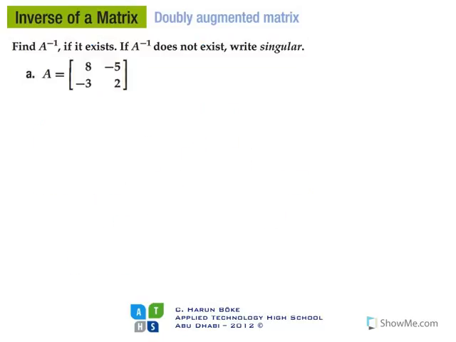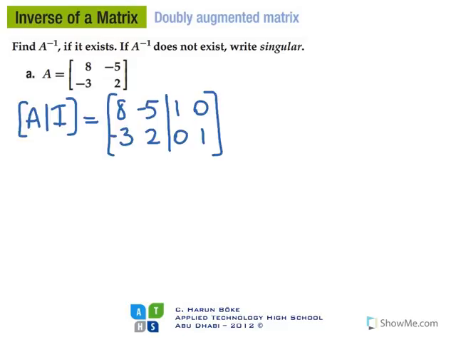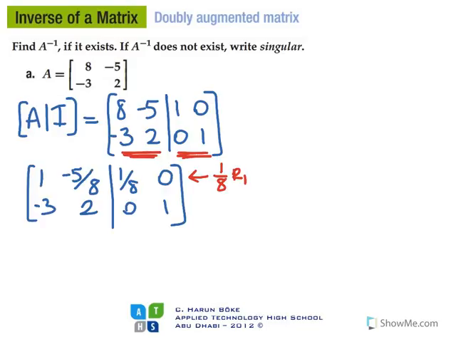Okay, in this example we'll try to find the inverse of A if it exists. Now first we start by writing the doubly augmented matrix, which is this. Now we will try to get the inverse matrix here, and whatever we get in this part will be our inverse matrix. Let's start the row operations. First of all we should have the leading one, so I will divide the first row by 8. You see, whatever I do to the left hand side, I do to the right hand side, to the identity matrix.